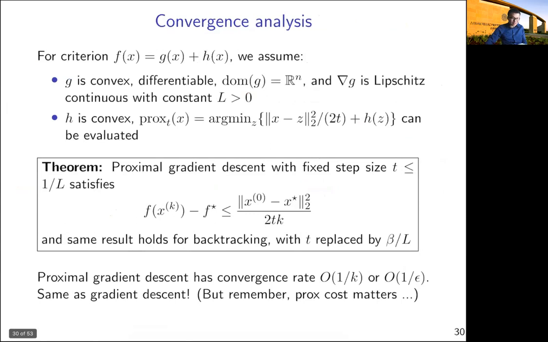So this is a theorem that you're going to be proving for the homework. We can see that as long as we choose the learning rate to be smaller than 1 over L, the same old learning rate from gradient descent, then we get the same order 1 over K convergence as that of gradient descent.